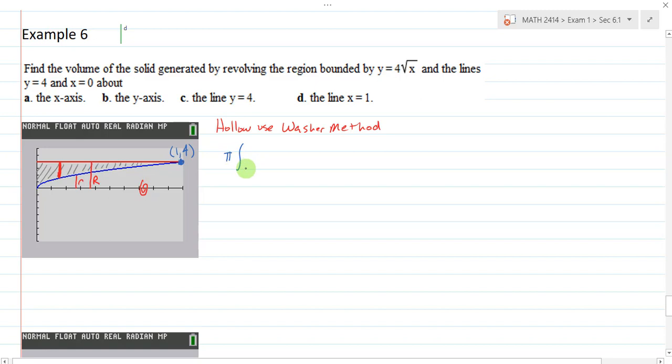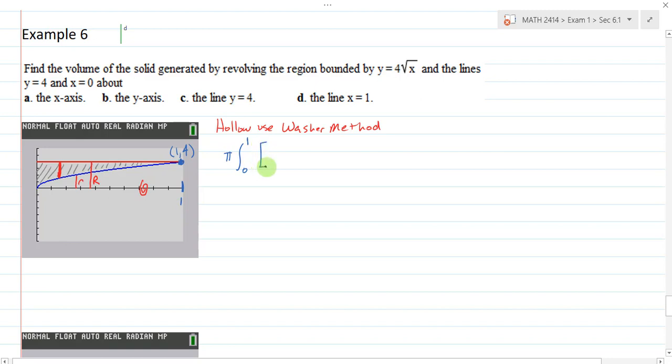So my bounds are going to go from 0 to 4. Strike that, not 0 to 4. My bounds are going to go from 0 to 1 because I find my bounds along the x-axis, and this value of x right here is 1. I had to zoom way in on my calculator to get this picture.